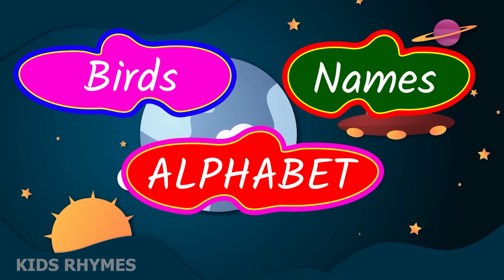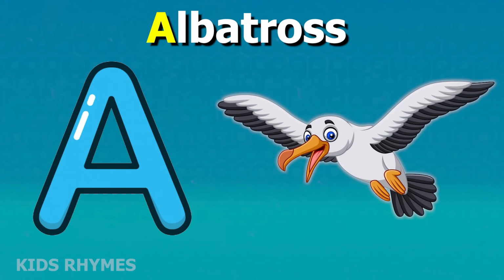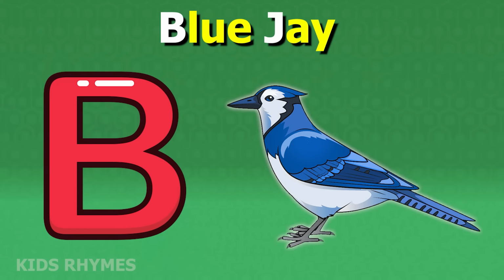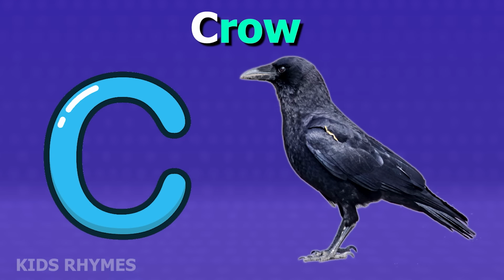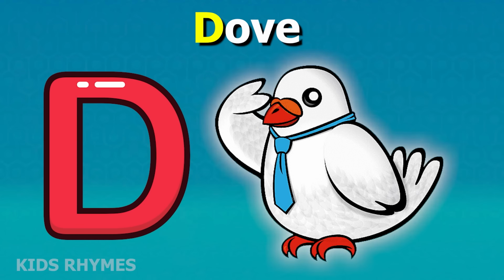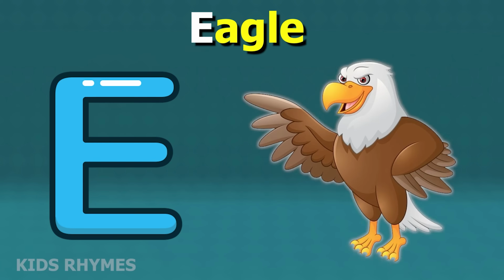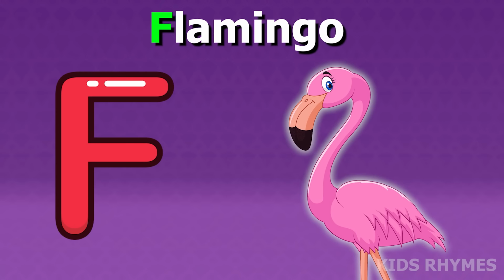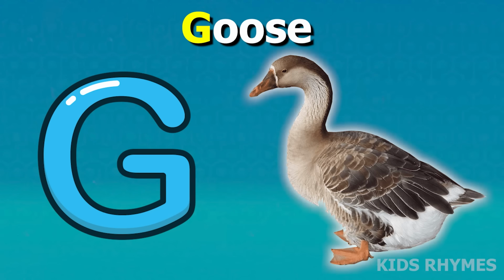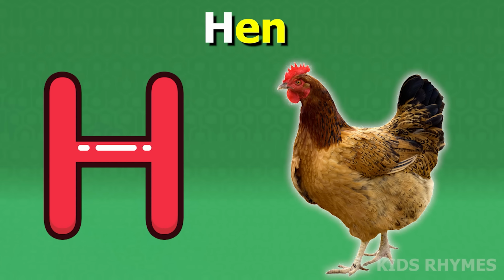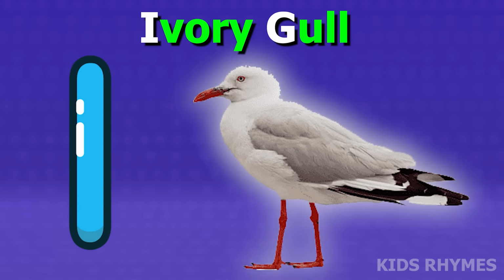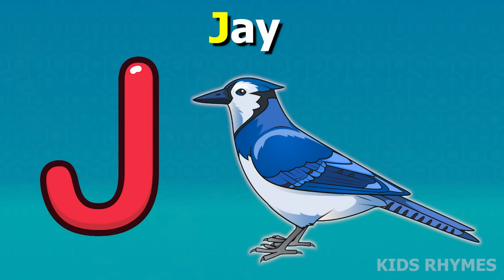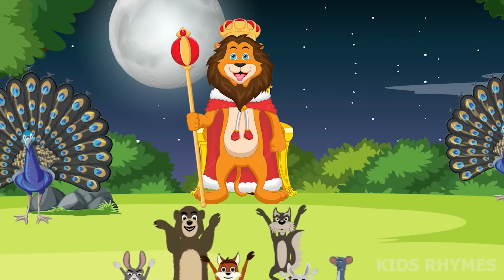Alphabet. A for albatross, B for blue jay, C for crow, D for dove, E for eagle, F for flamingo, G for goose, H for hen, I for ibis, J for jay, K for kingfisher, L for loon.